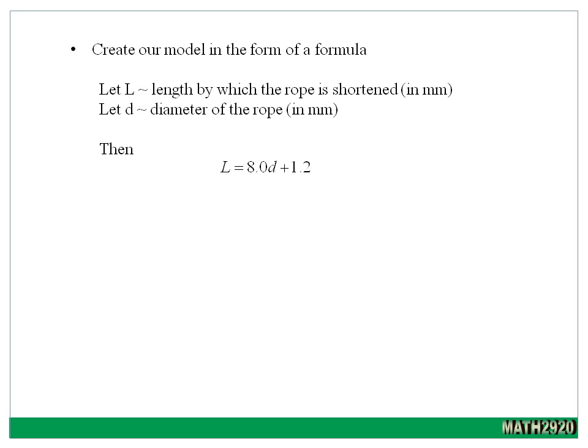Now what can we do with the model? Well, we had some diameters in our data. We can now use this model to predict how much the rope would be shortened for diameters that are not in our data. In other words, we can use this model for prediction purposes. And that's the usual use for empirical models.